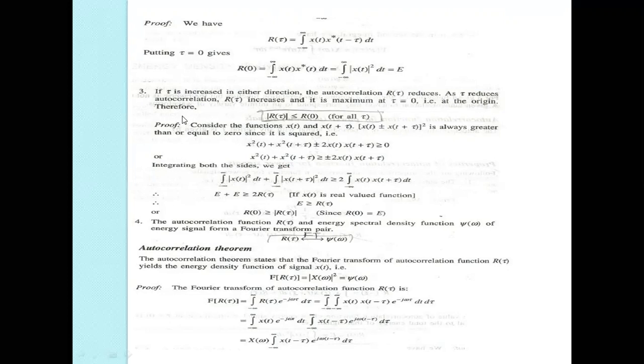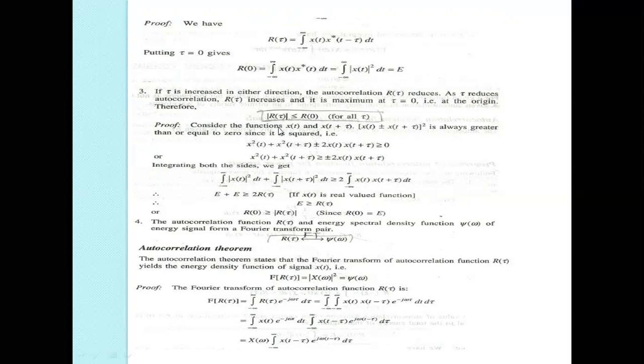As tau reduces, the autocorrelation R of tau increases. Okay, my dear students. As tau reduces, the autocorrelation function R of tau increases, and vice versa. And it is maximum at tau equal to 0, that is at the origin. Therefore, the magnitude of R of tau is less than or equal to R of 0 for all values of tau.